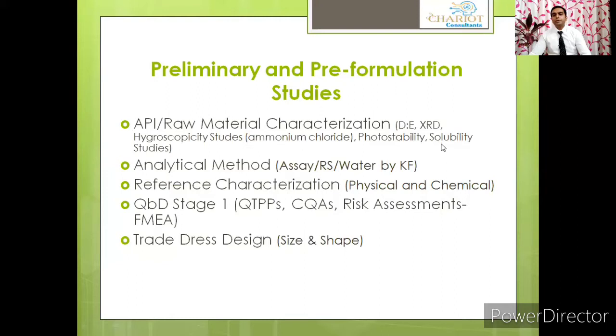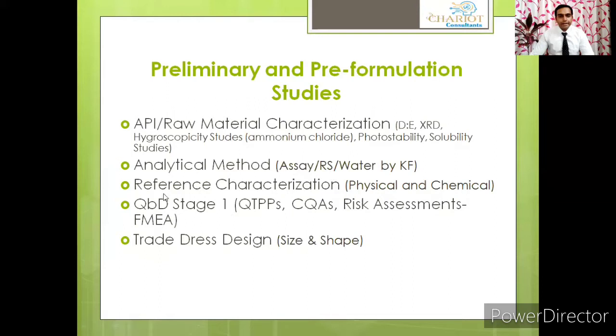Solubility studies will further help you in deciding your dissolution method also, followed by your analytical methods that need to be there, because since you are initiating your drug excipient compatibility studies, you have to be ready with your methods of your SA. RS is related substance, which is your impurity levels.